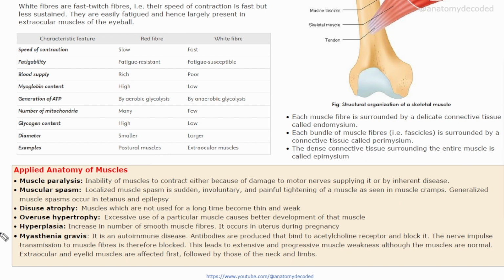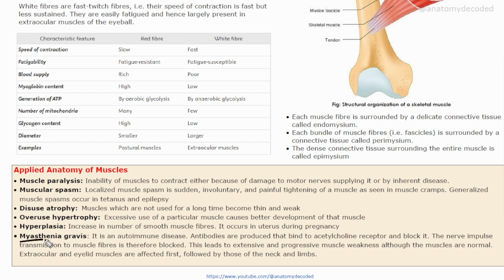Then there could be disuse atrophy. If we don't use the muscles, they become thin and weak. Then there is overuse hypertrophy. Excessive use of a particular muscle will increase the size of that muscle. Then hyperplasia is the increase in the number of muscle fibers. It occurs in the uterus during pregnancy.